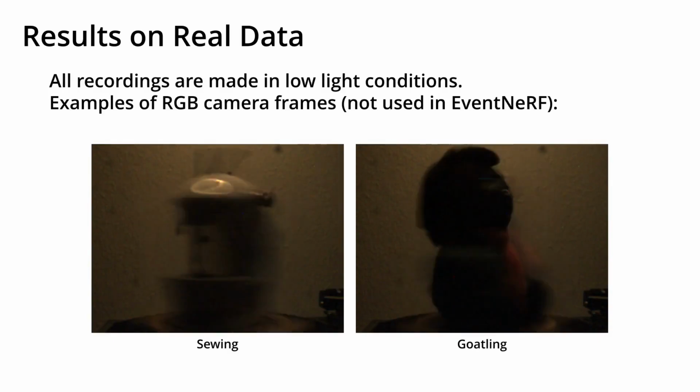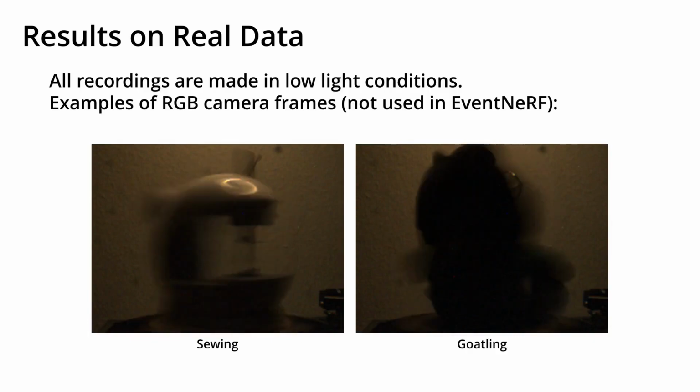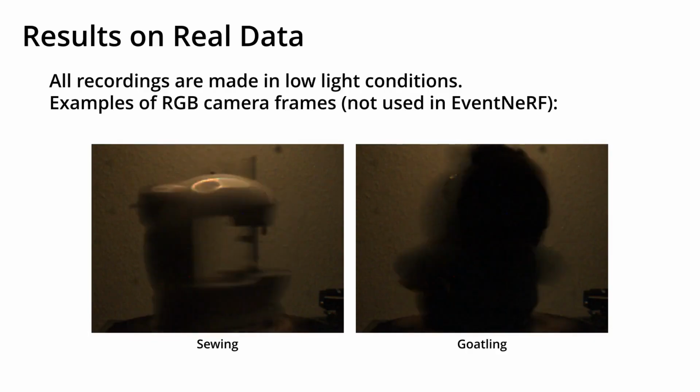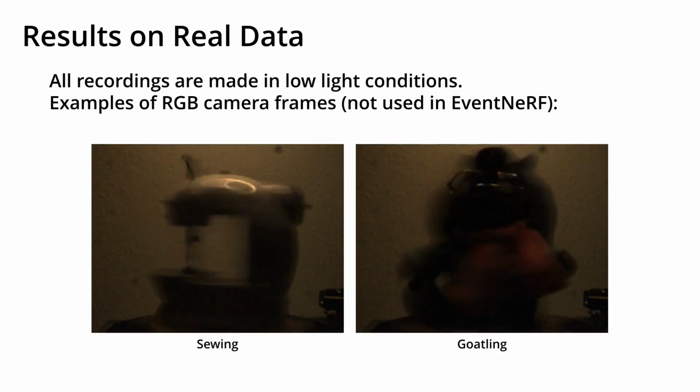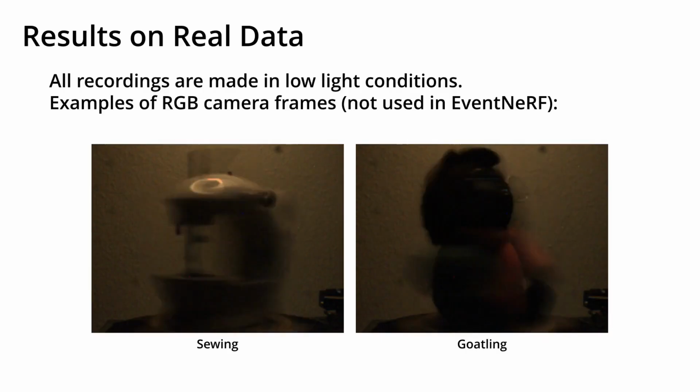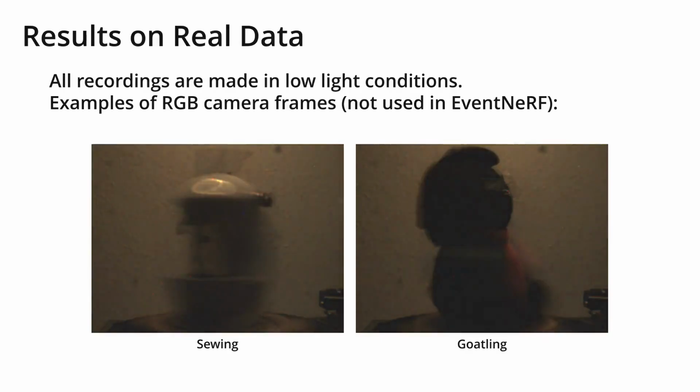Here, we show the original simultaneous RGB frames of the event camera. For clarity, we tone map these frames when they are used in the rest of the video. Note that EventNeRF does not use this data and only uses the events.